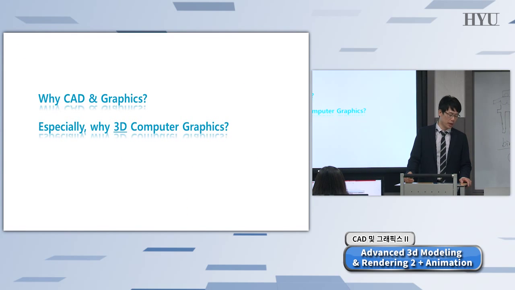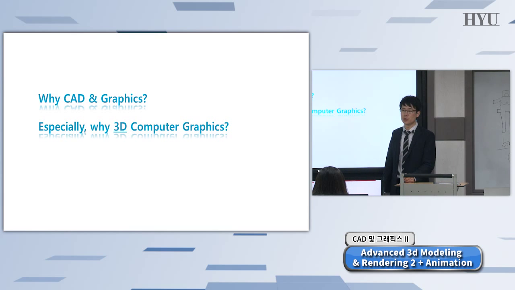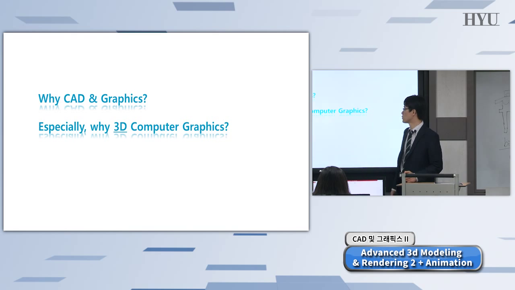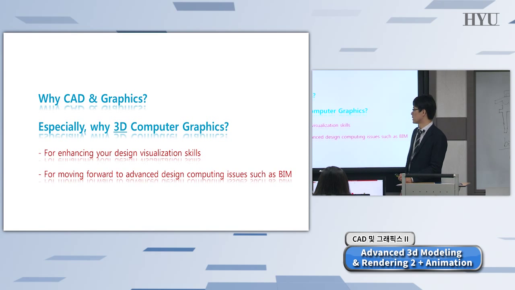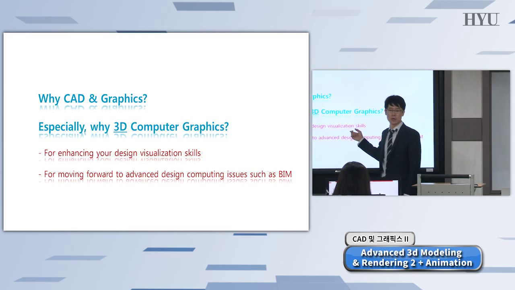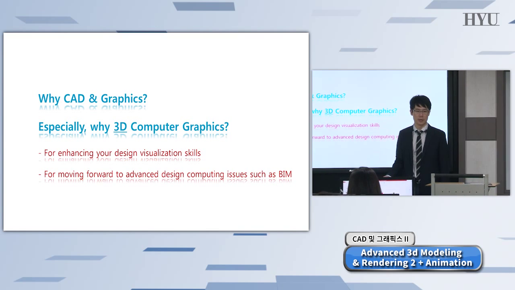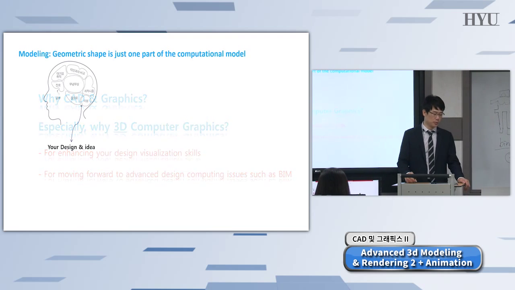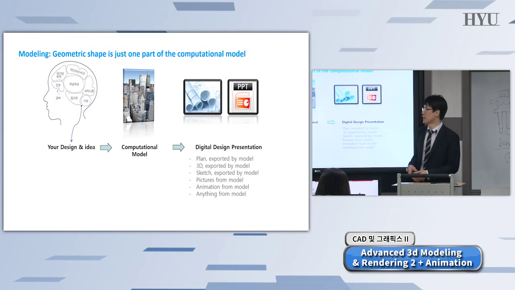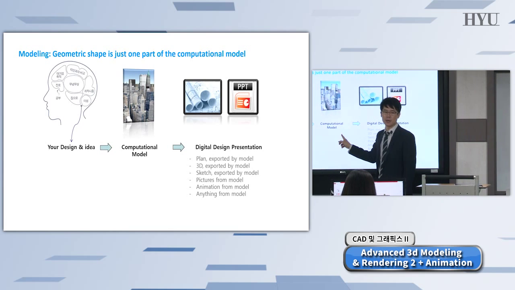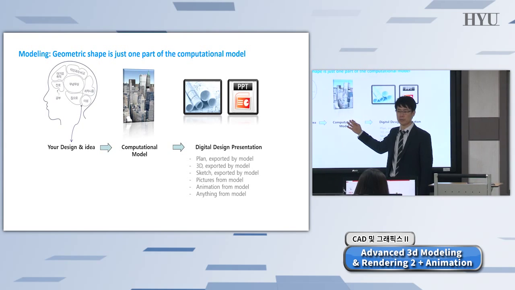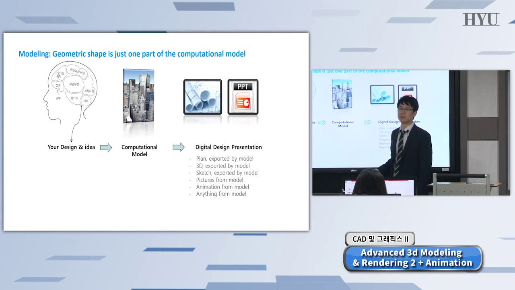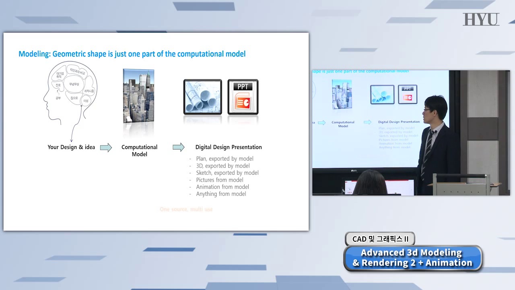Why CAD and graphics? Again, this is the question that I showed you at the beginning of this semester in CAD and graphics 2 class, okay? Especially why 3D graphics? Simply for enhancing your design visualization skills. Design should be visualized, and then that design can be realized. For moving forward to advanced design computing issues such as BIM, I already showed you these kinds of answers. Computational model at this time is a 3D Max model, SketchUp model, AutoCAD model, but this one is supposed to be an even smarter model, okay? That's the next phase issue.